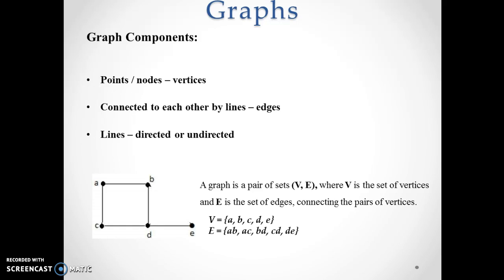Now, as shown in the figure, a graph is a pair of sets, that is V, E. Here V is the set of vertices and E is the set of edges connecting the pairs of vertices. So, V is equal to A, B, C, D and E, a set of 5 vertices, and E is equal to AB, AC, BD, CD, DE, that is a set of 5 edges.